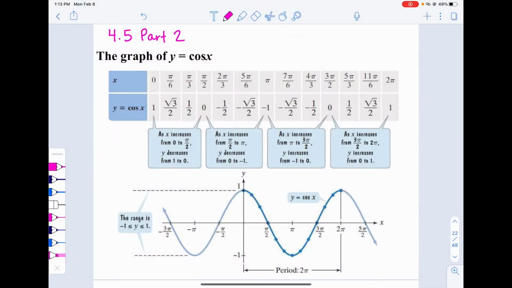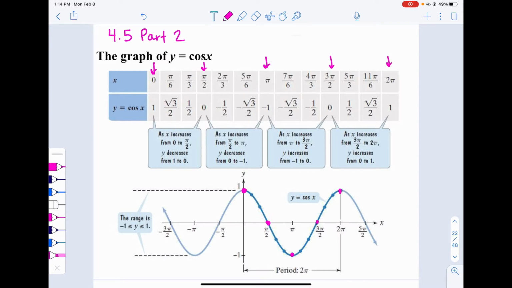So if we look at some of those key points, just like what we did yesterday with our sine function, when we are at an x value of 0, that's where we have a positive 1. When we travel around as we get to pi over 2, that is where we end up with a value of 0. When we get to pi, we are at negative 1. When we get to 3 pi over 2, we're back at 0. And when we get to 2 pi, we're back at that positive 1.